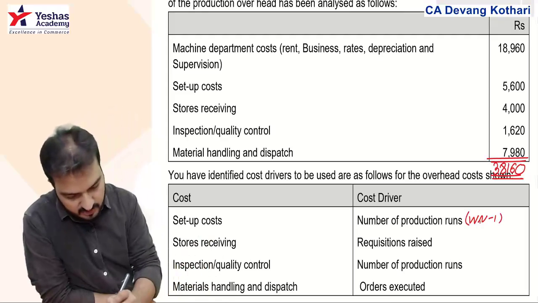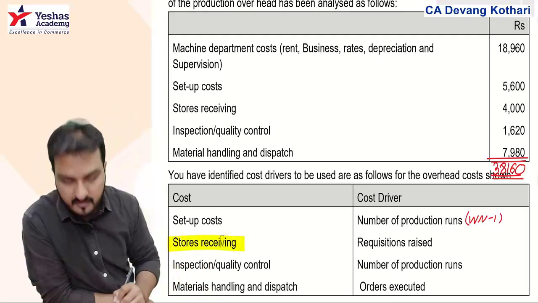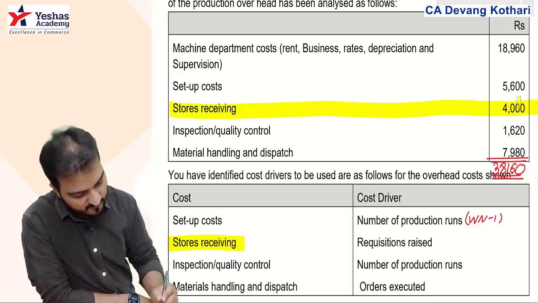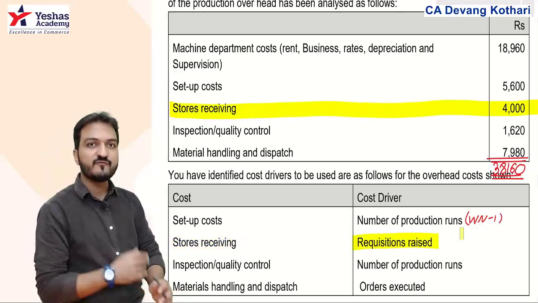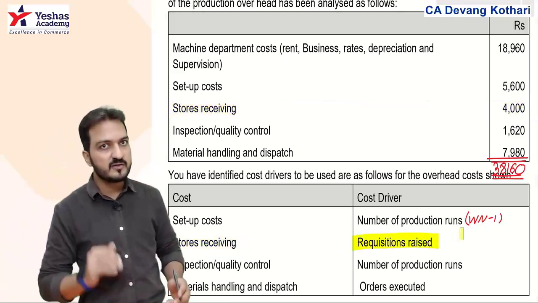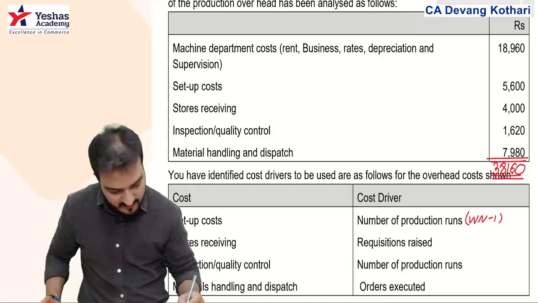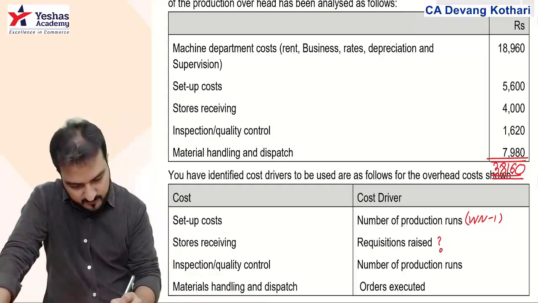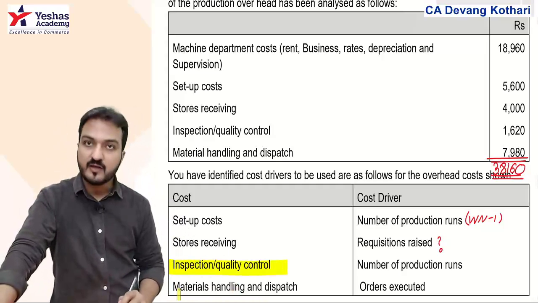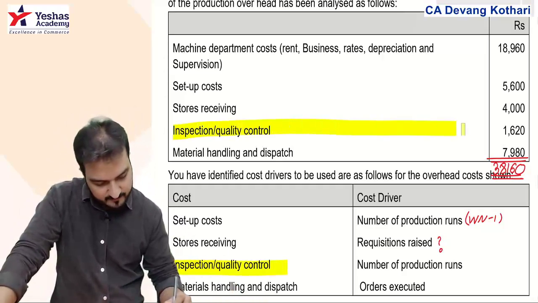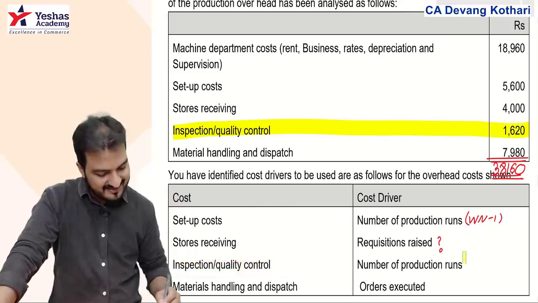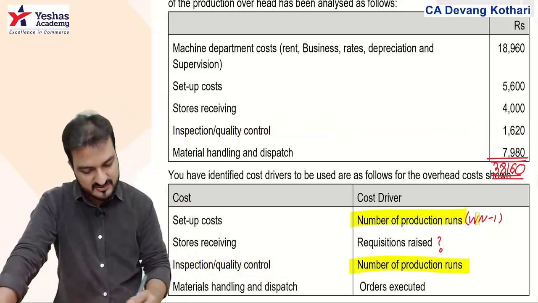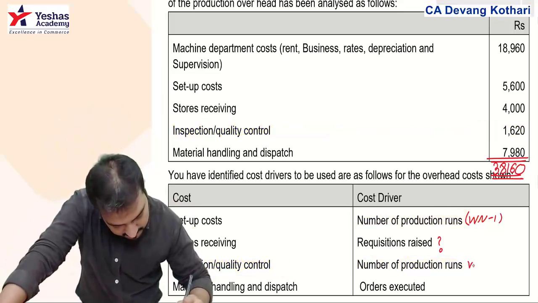Second, stores receiving activity, meaning this receiving activity costing 4,000 rupees. For that, the cost driver should be the number of requisitions raised. Are you given the number of requisitions raised? Well, we don't know. So far it is not given. Third, inspection and quality control, meaning this activity which is costing 1620. For that, they say the cost driver should be the number of production runs. Same, this number of production runs, we'll find that in working note 1.